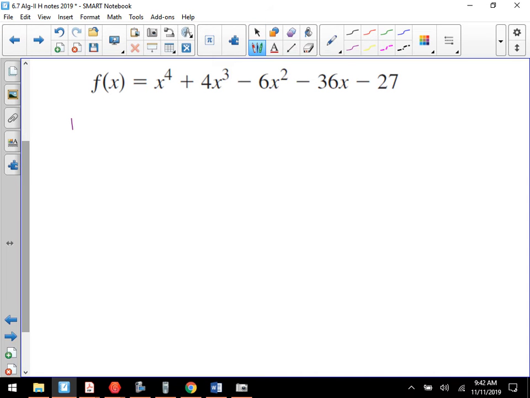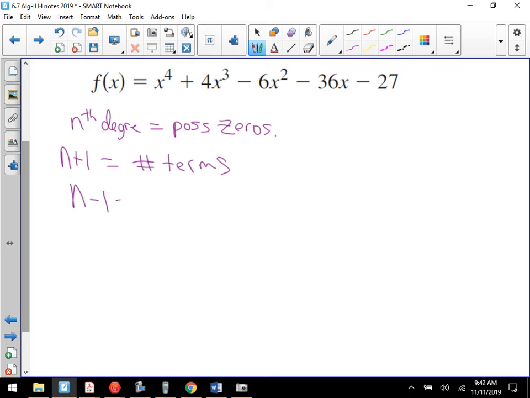Remember the rules here. Your nth degree is possible zeros. n plus 1 is number of terms. n minus 1 is possible changes of direction. Let's call it changes in graph. If you think about it, what's a squared term? When we are squared, we are up like a cup or down like a frown. Where's your change of direction? It's at the vertex, wasn't it? Same basic principle. So you had that one change in direction because it was 1 less than that.